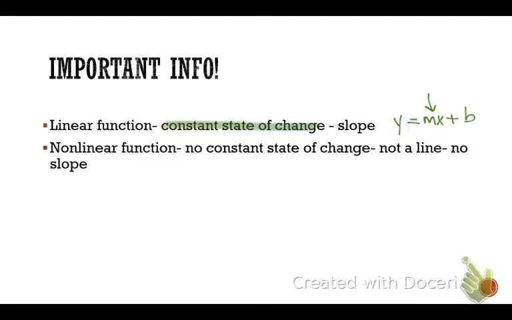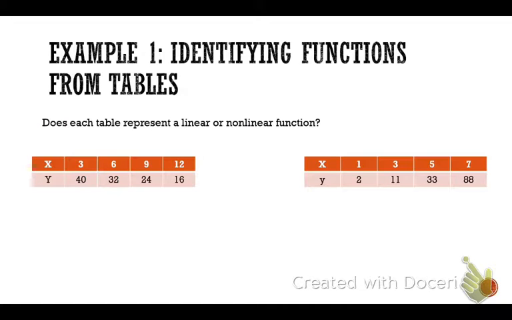All right, so for a nonlinear function, you're not going to find that pattern. There won't be a pattern. There won't be that rate of change. There is no slope. So that's what we're looking for. That's our basis. Let's look at example 1.